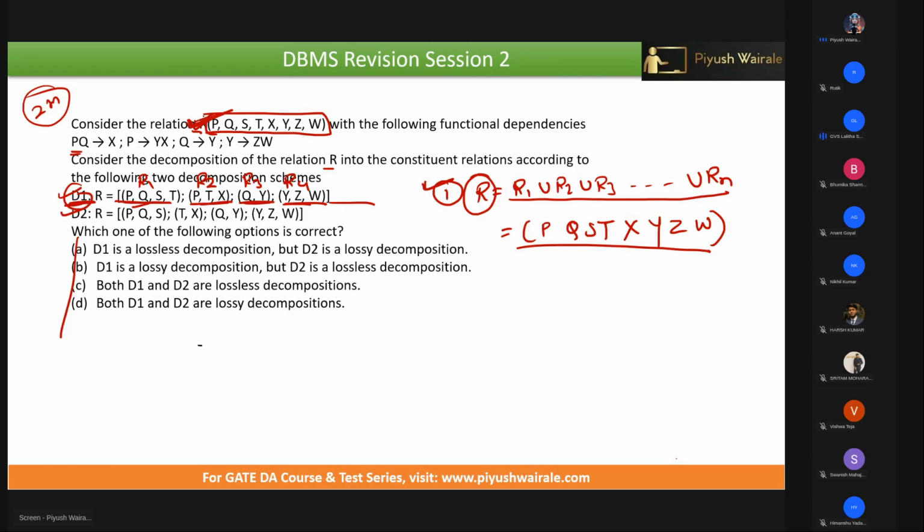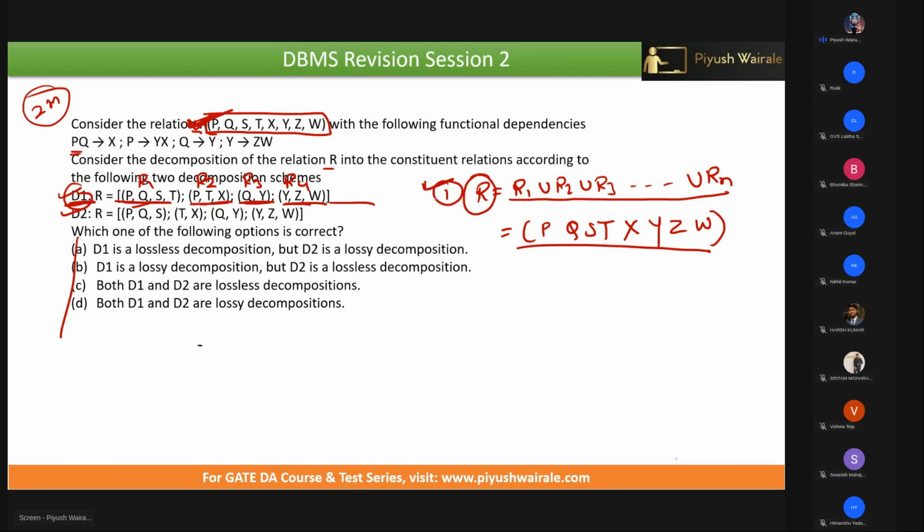Sir, is it not like we have to preserve the functional dependency? Like PQ is determining X, right? So shouldn't the decomposition be like P, Q, X and then something like that? No, we'll discuss dependency preservation as well, in the upcoming slides and questions.